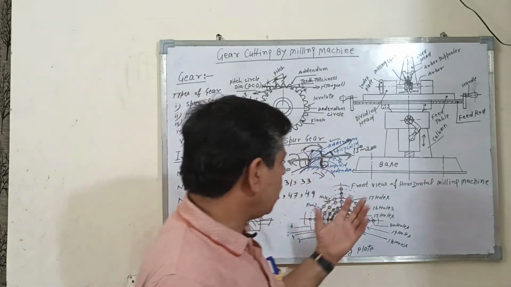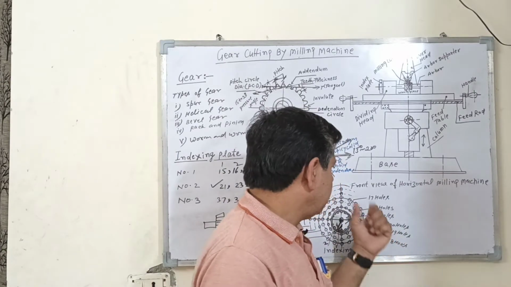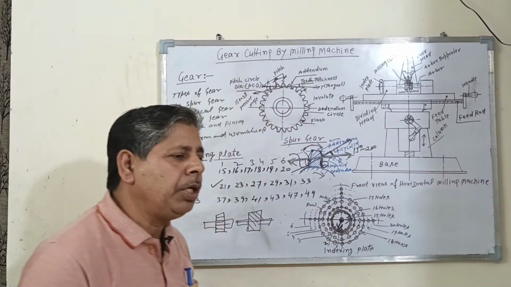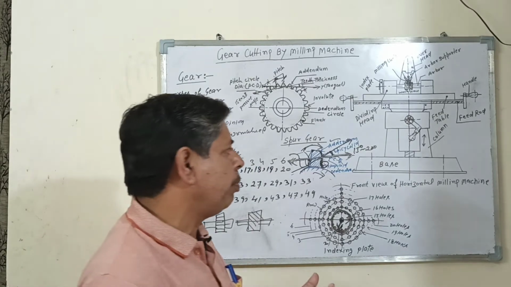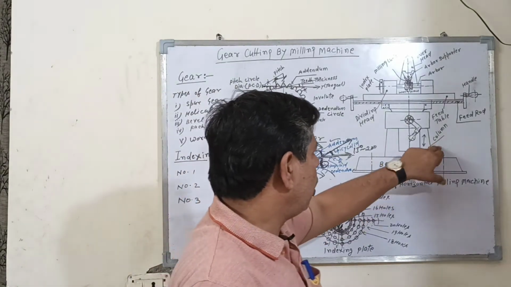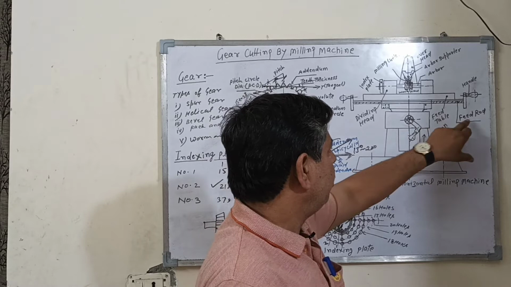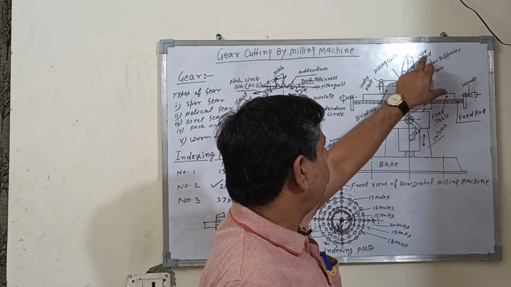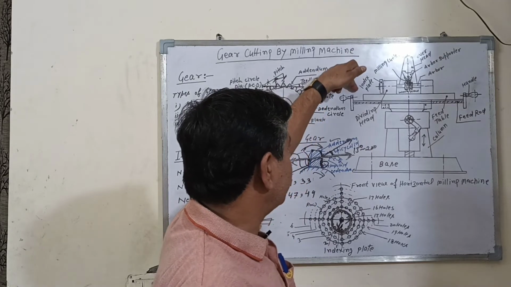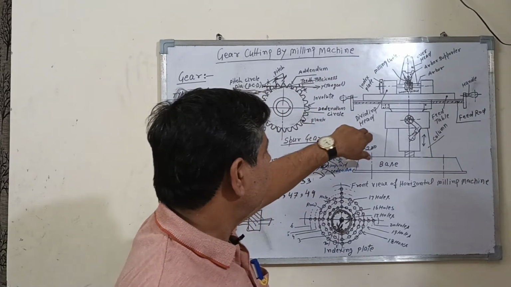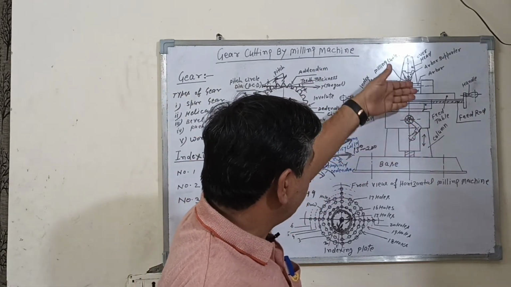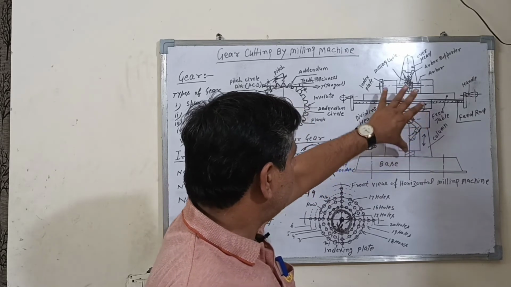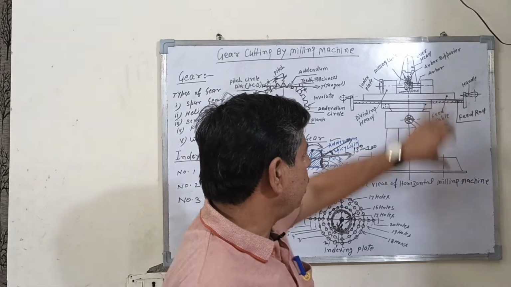The gear is cut on a horizontal milling machine. This is the front view of a horizontal milling machine. The horizontal milling machine consists of different parts. This is a base, column, feed table, feed rod, handle, arbor support, overhead, milling cutter, indexing plate, dividing head. And the table is moved up and down with the help of this handle. These are the parts of a horizontal milling machine.